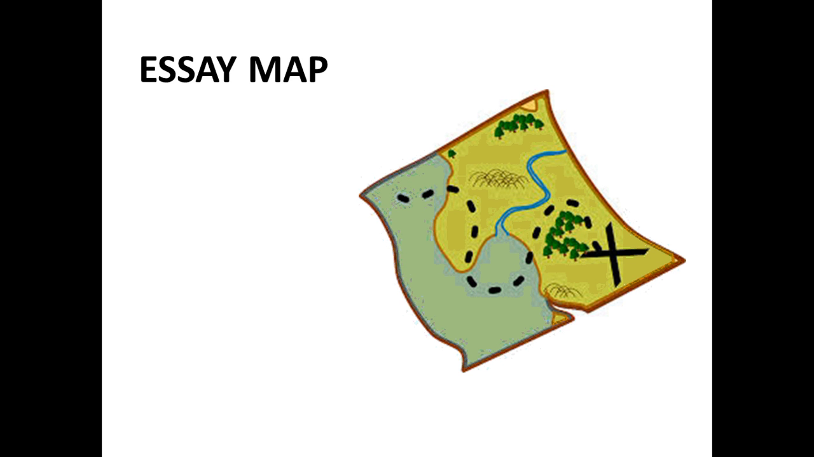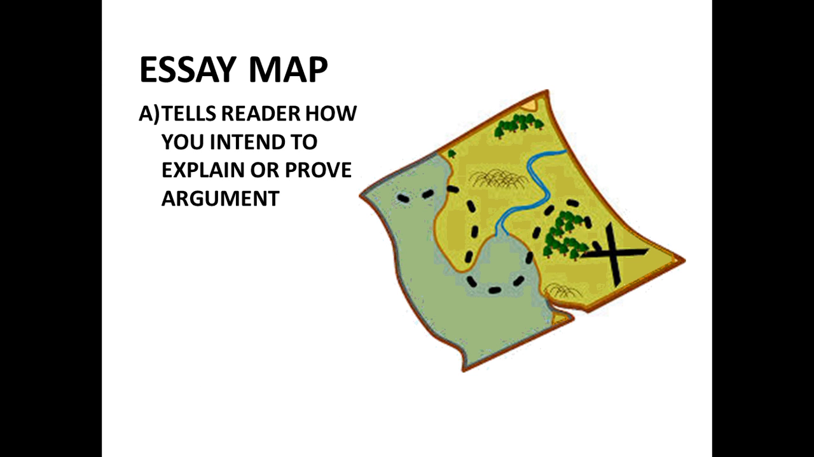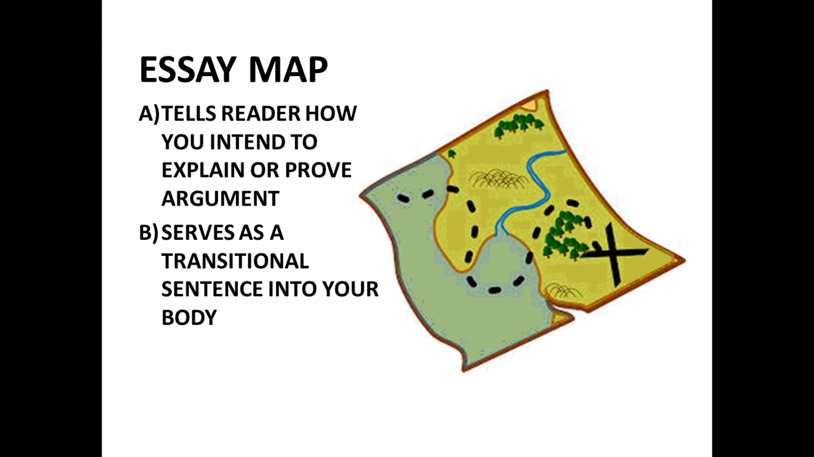All right, the essay map. Now, the essay map basically tells the reader how you intend to explain or prove the argument. And what it does is it's basically going to tell the reader what they're going to be reading about in the body. Okay, so you're going to talk about the different topics that you'll cover to help explain or help prove your central thesis. It also serves as a transitional sentence into your body. And the reality of it is that the essay map can actually be incorporated into the thesis statement, or it can be a separate sentence that just adds a little bit more detail to your thesis statement.